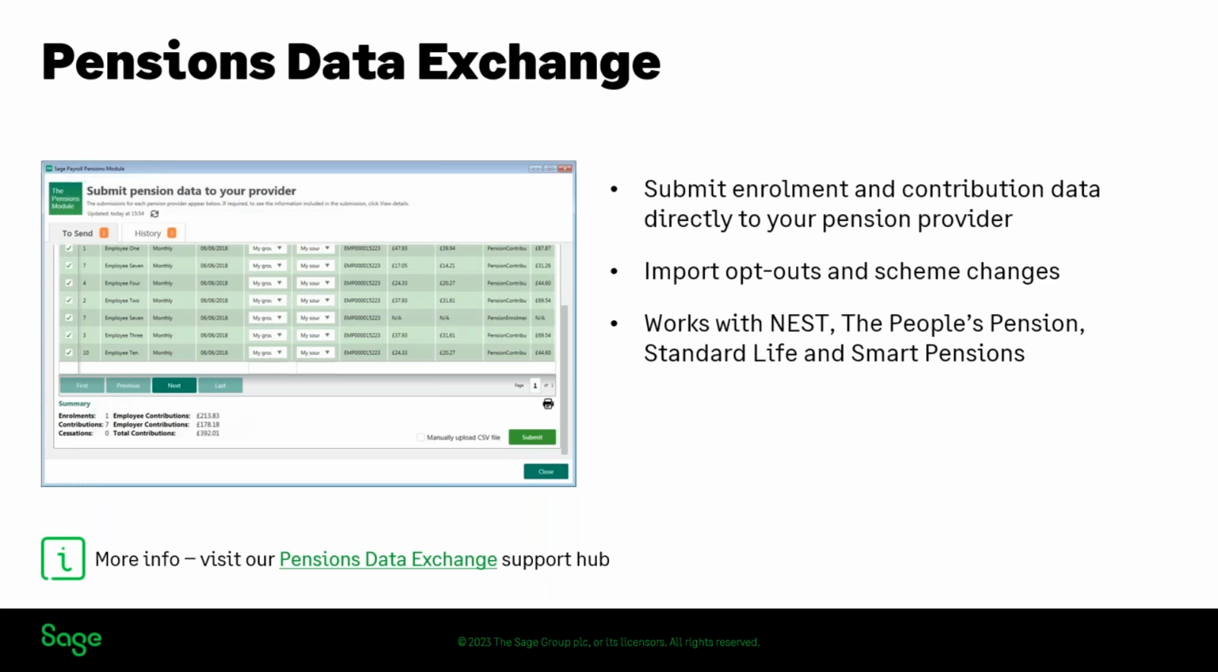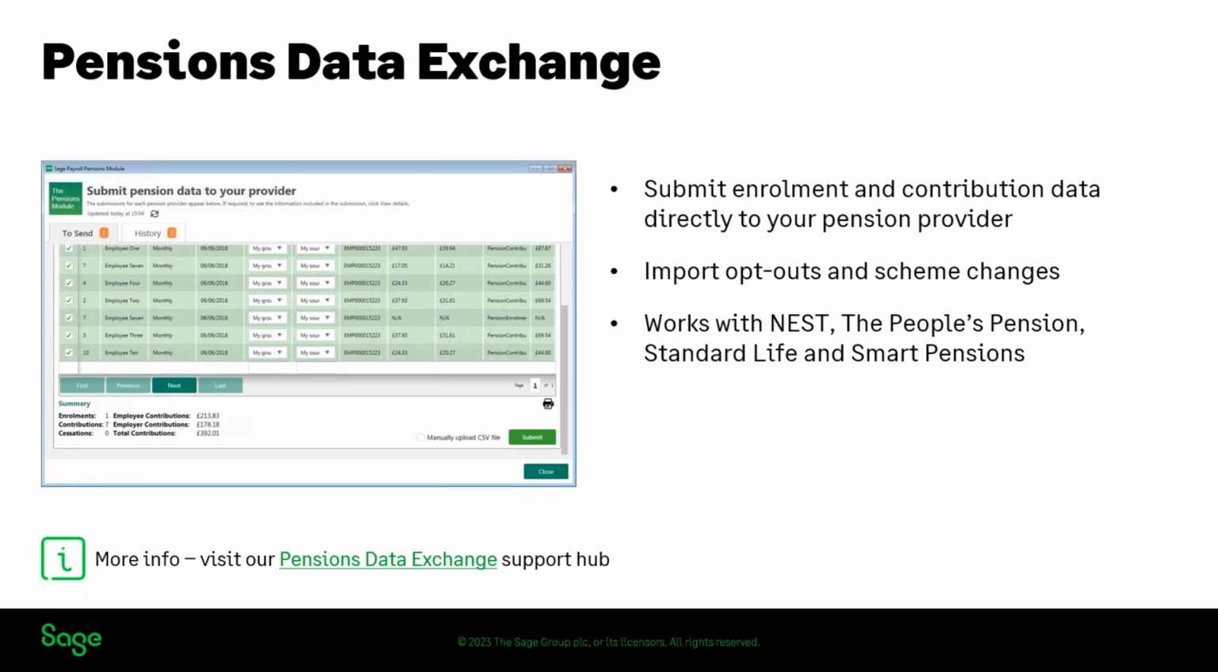So first one to mention is Pensions Data Exchange. I think of this a little bit like RTI, but for pension providers. So enrolment and contribution data is submitted directly to supported pension providers. Some of them also give you the option of importing opt-out information and any scheme changes. And this is compatible with Nest, the People's Pension, Standard Life, and we're also running an early adopter program for Smart Pensions.